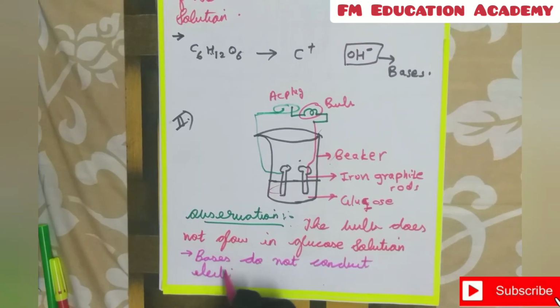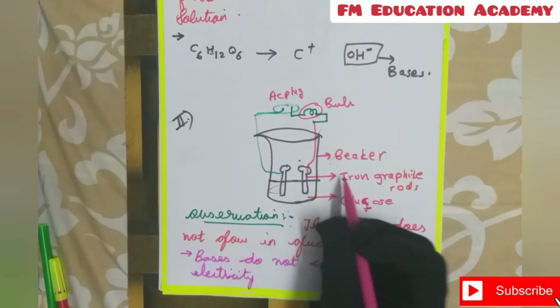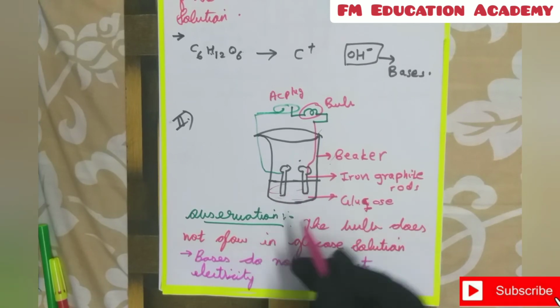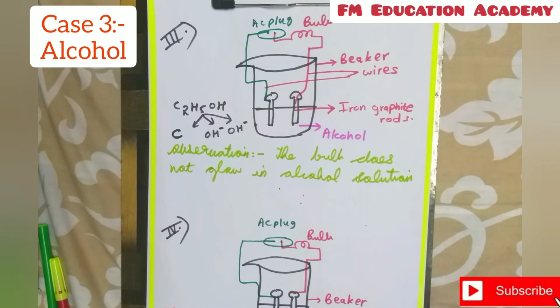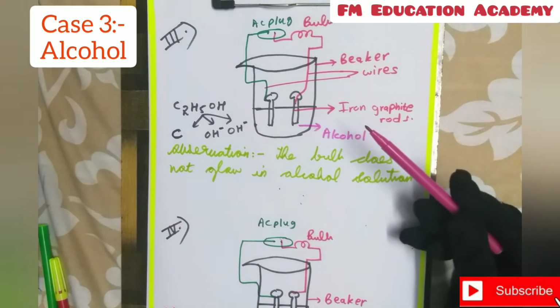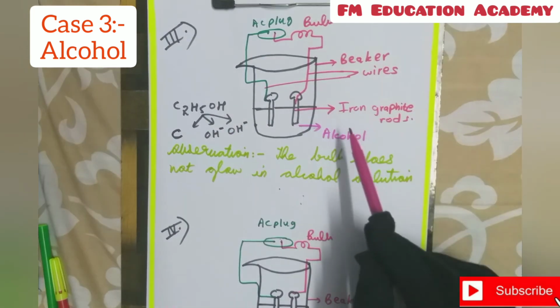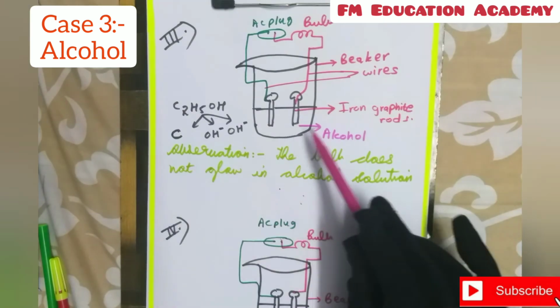in aqueous solution. Why am I saying aqueous solution? Because it is a solution, right? Glucose is a solution in the beaker. Let us take another third beaker with the same setup. But in place of, let's say, glucose, we are taking alcohol.